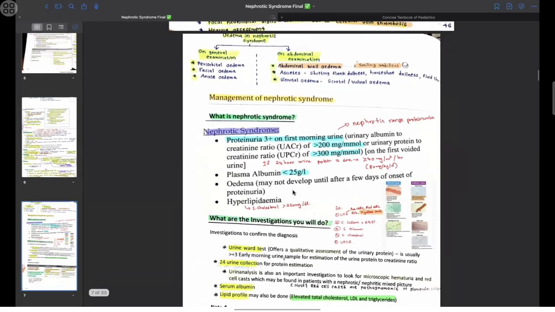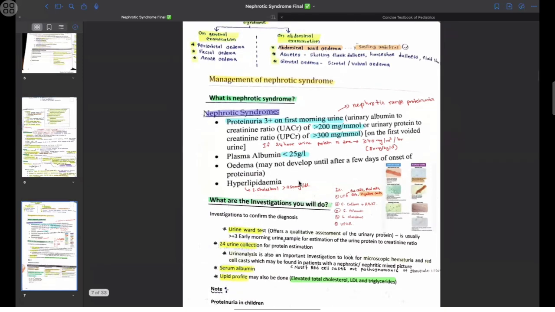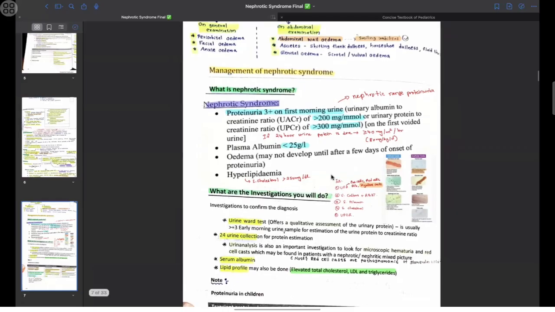Then, so that is the examination. Then I'll move on to the management. So when it comes to nephrotic syndrome, what is nephrotic syndrome? These are the definitions. Remember, memorize this and go. In the sense that, this is from Randulas's book itself.